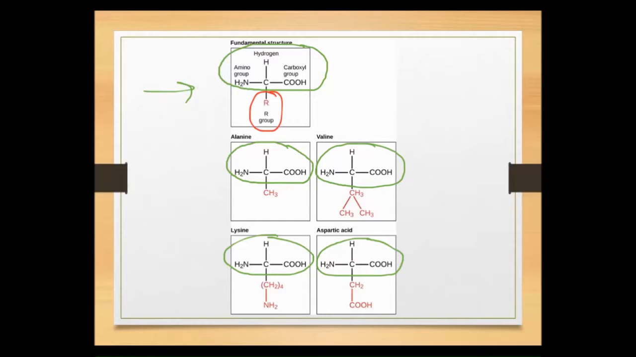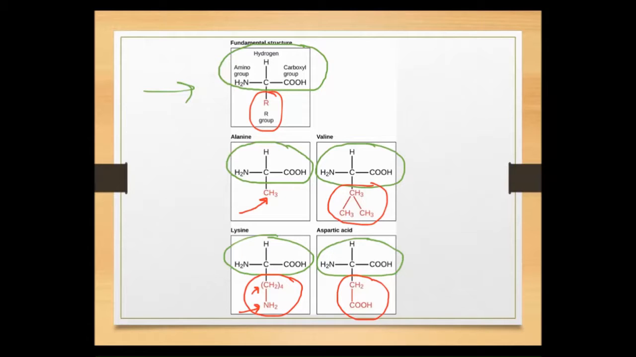So alanine, for example, has in that position a CH3, some carbon and hydrogen. Valine also has carbon and hydrogen, and you can see there's actually 3 of them. Lysine in its R group has some more CH2, 4 of those, plus an additional group that has nitrogen in it. And you can see aspartic acid has some CH2 and another COOH group. Other types of amino acids might have sulfur inside of their R group.